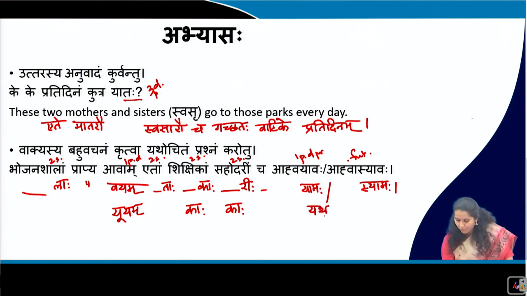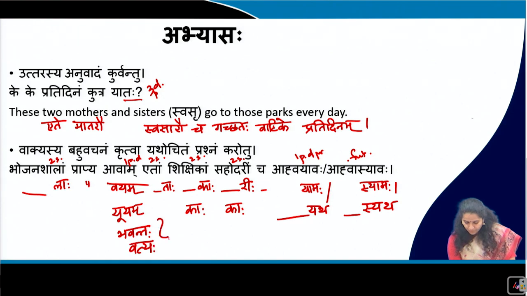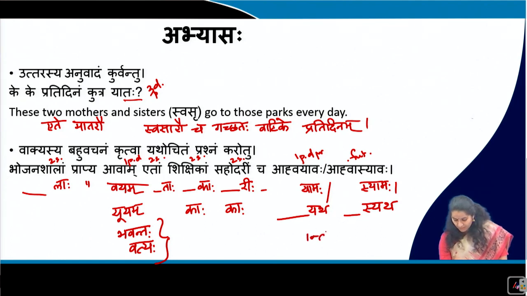Okay. So yuyam ahvayatha or ahvasyatha. Ahvayatha or ahvasyatha. Now yuyam can also be in the formal case. So instead of yuyam, you can have either bhavantaha or bhavatyaha. Kaha kaha ahvayanti would have been in the singular one. Ahvayanti.